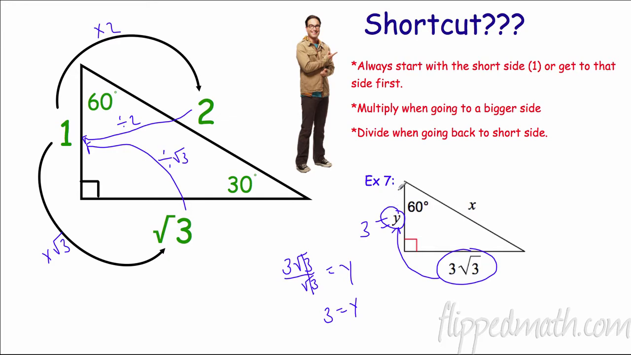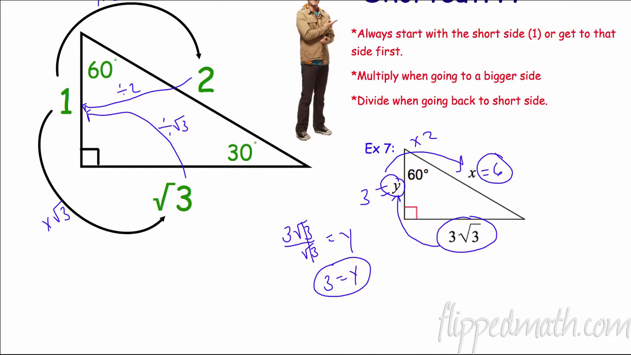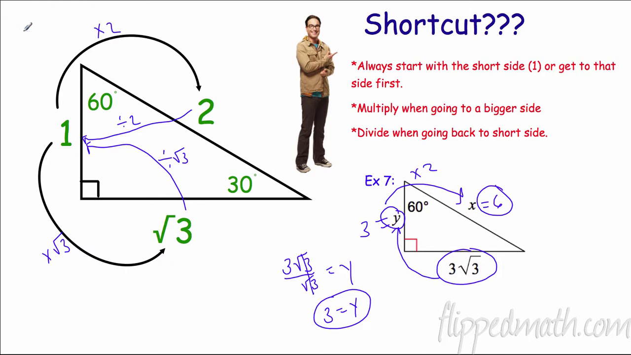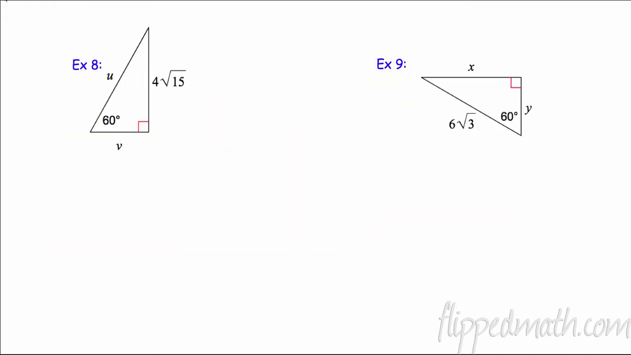Now I have this, I'm going to go to my bigger side. When I go to a bigger side, I multiply. So I'm going to multiply by the ratio, which is 2. 3 times 2 is 6. A lot less work, and if you understand it, it's a lot quicker. If you don't understand it, the shortcut won't work, so it won't be beneficial to you. But I hope you do understand it. I hope you use it because it is a nice shortcut.